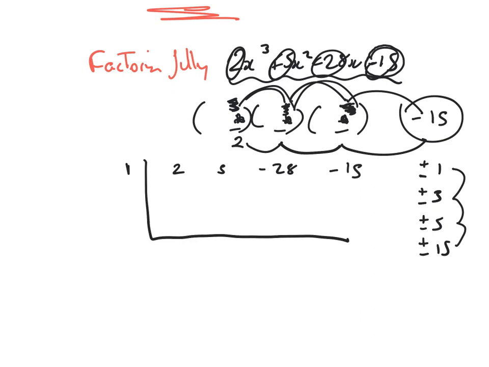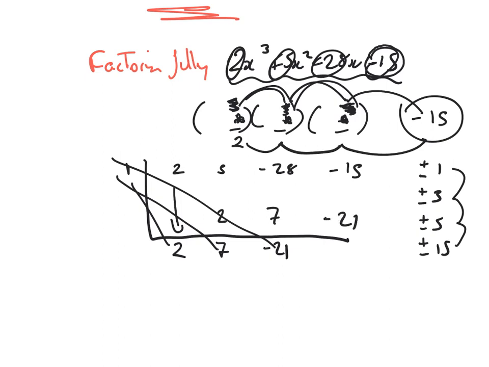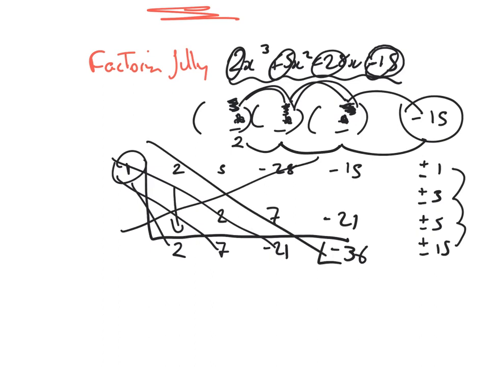Now remember that if it's a factor, the remainder will be 0. So first move is to drop the 2 down. 2 times 1 is 2. 5 plus 2 is 7. 7 times 1 is 7. Minus 20 plus 7 is minus 13. Minus 13 times 1 is minus 13. Minus 13 minus 15 is minus 28. Now, the remainder is non-zero, which means it's not a factor, and 1 didn't work, so let's try another one.